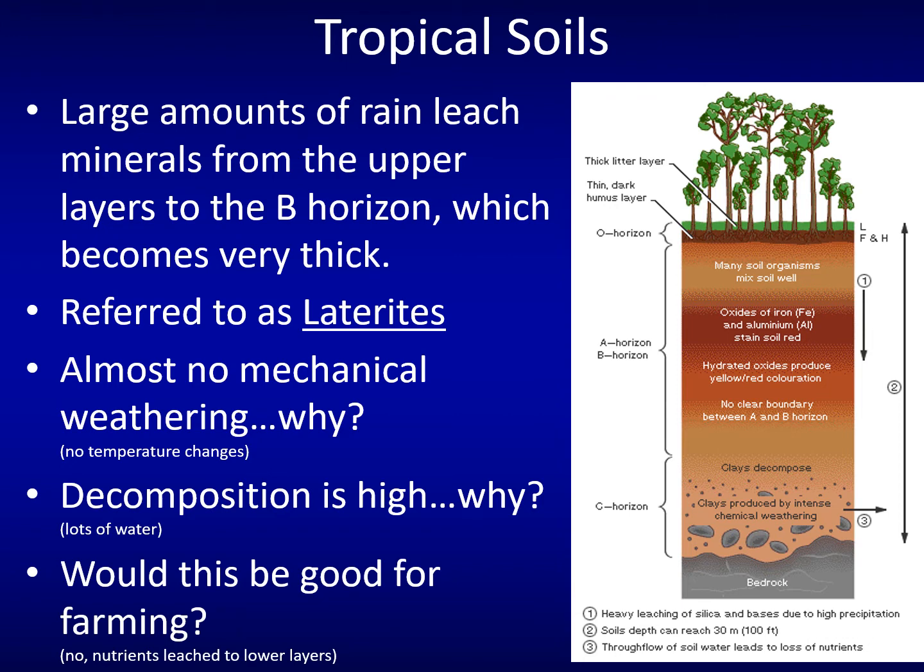I don't think the soil will be very good for farming because most of the nutrients that you would find in the A horizon that you would need for farming are either washed away by the rains or leached down into the lower layers because of the infiltration of water.